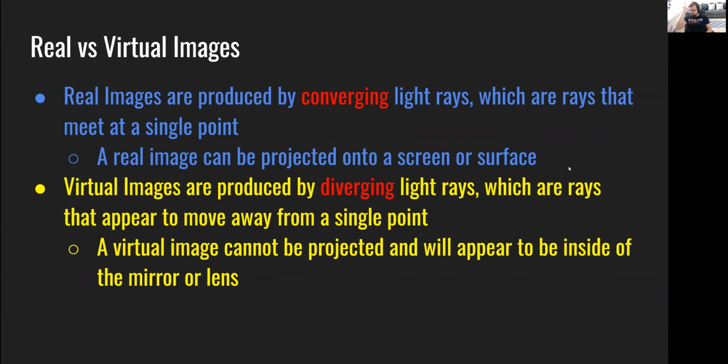And then those real and virtual images. So real images are produced by converging light rays. So if you make the light rays all meet up at a single spot, then it will produce a real image there. Real images are less common in our day-to-day life. Most things that you see are virtual images, and these are produced by diverging light rays. So light rays that appear to move away from a single point. So what happens is, it looks like they're all coming from one spot, and our brains are able to make an image out of that.